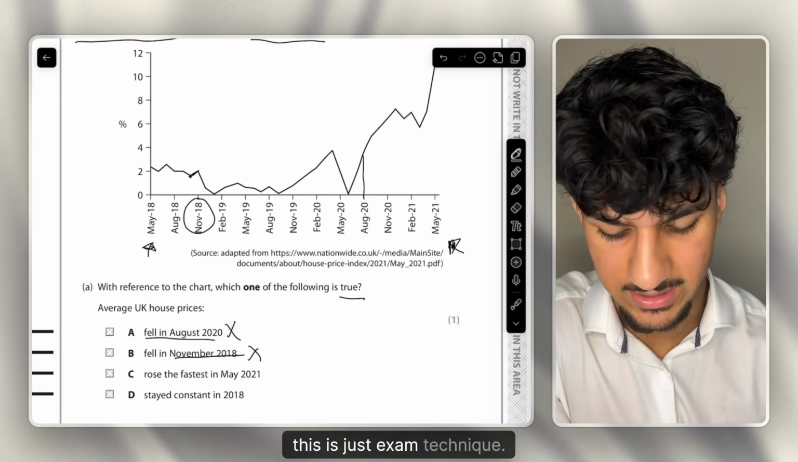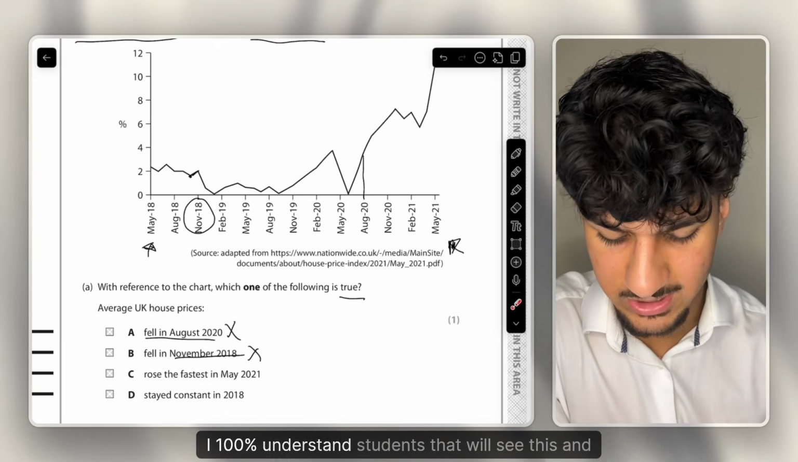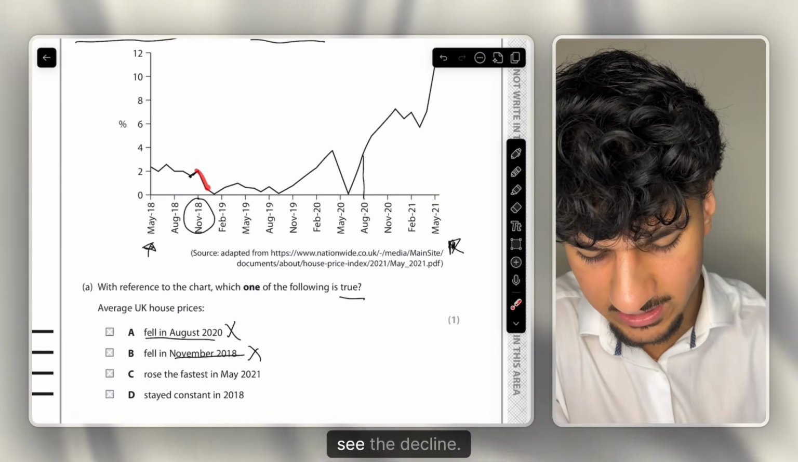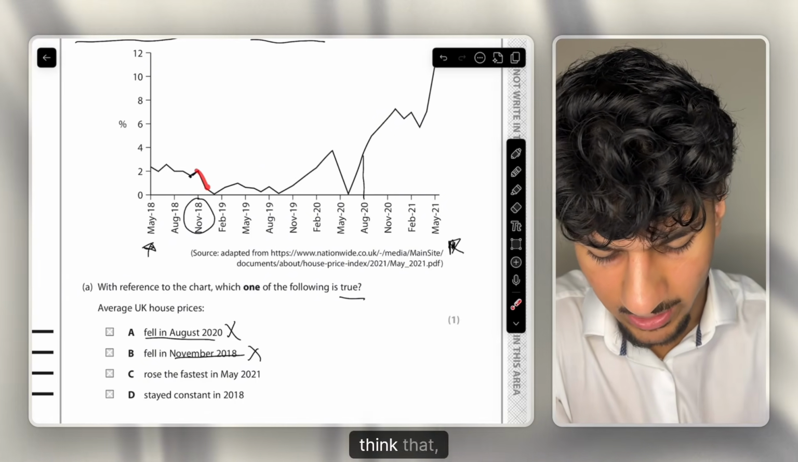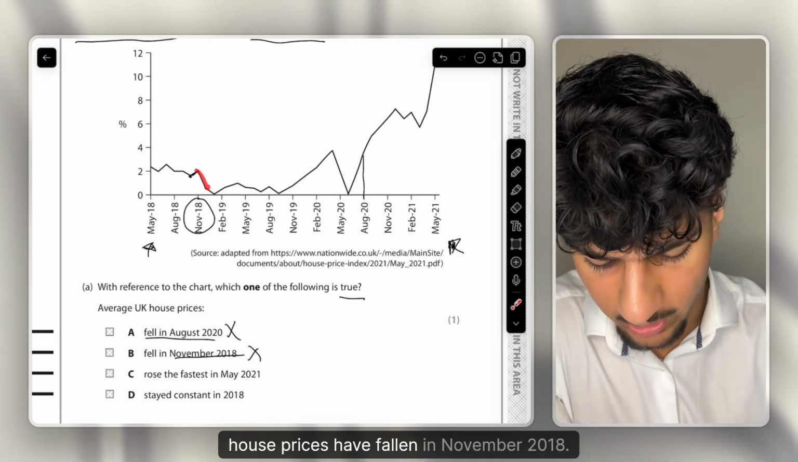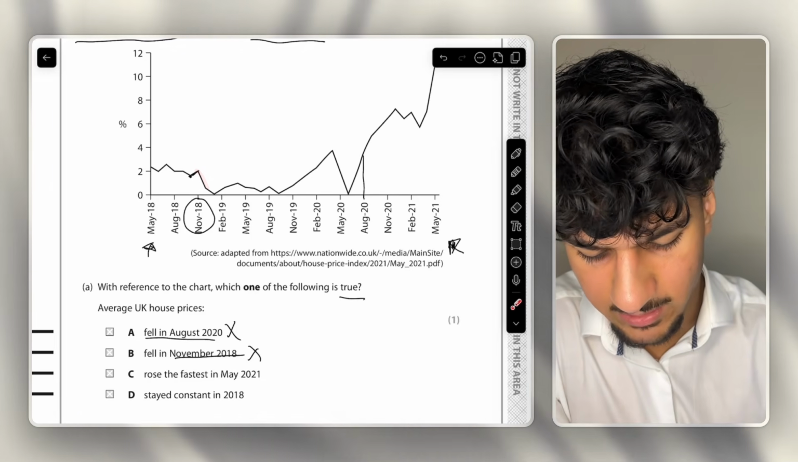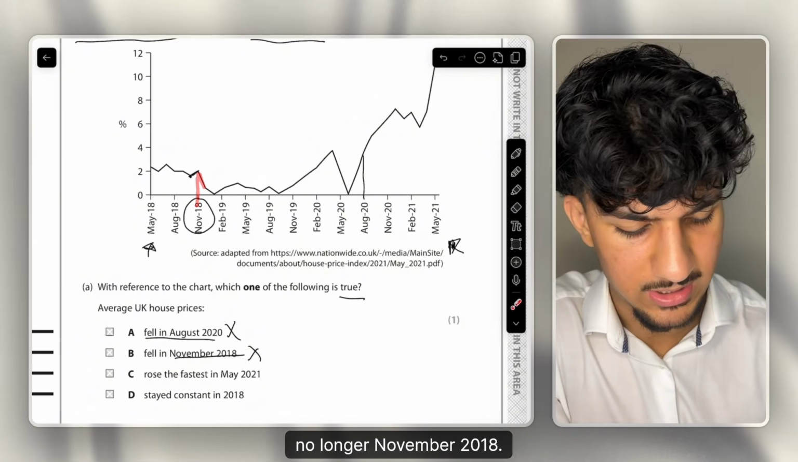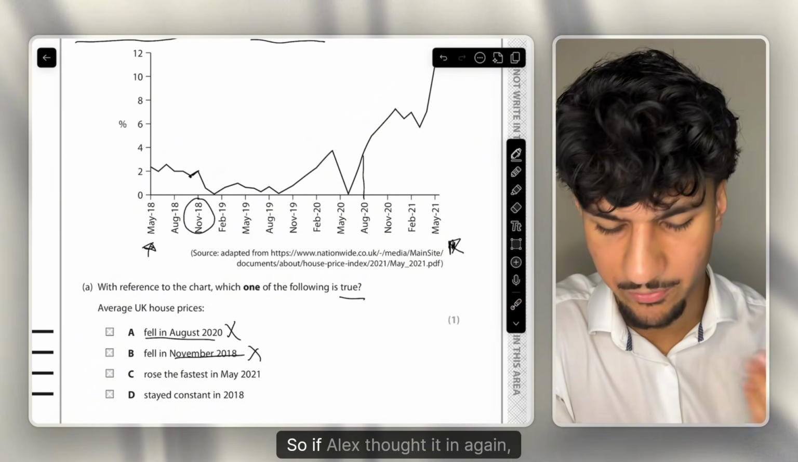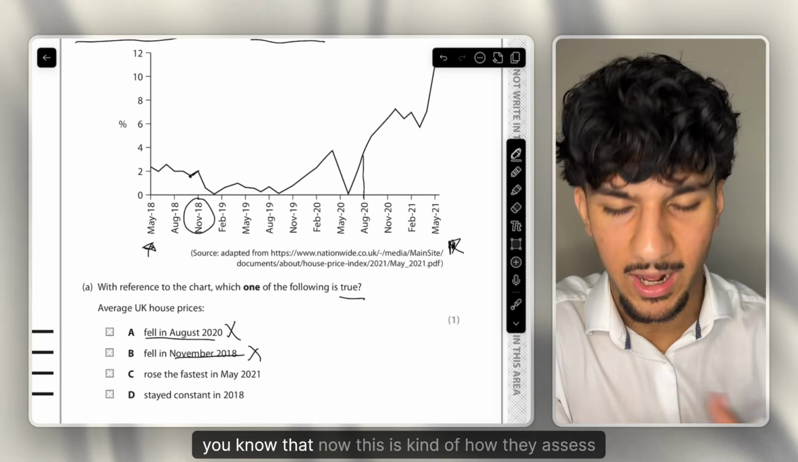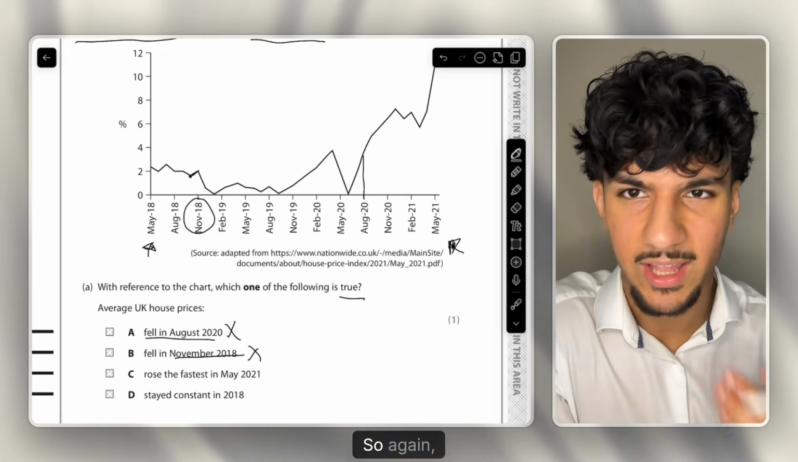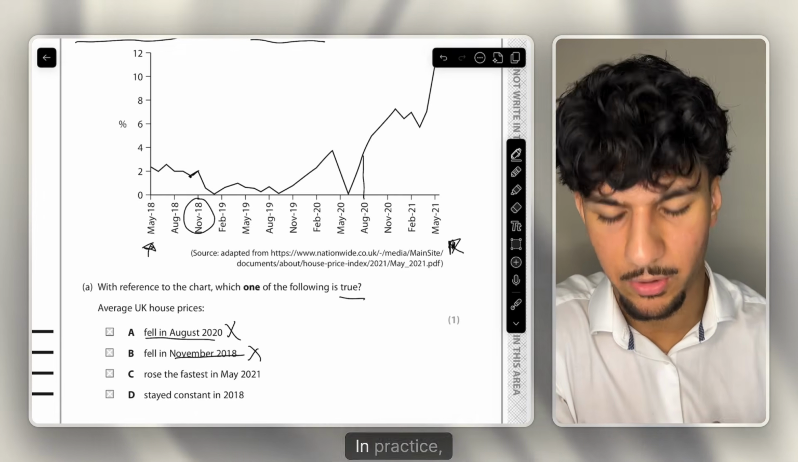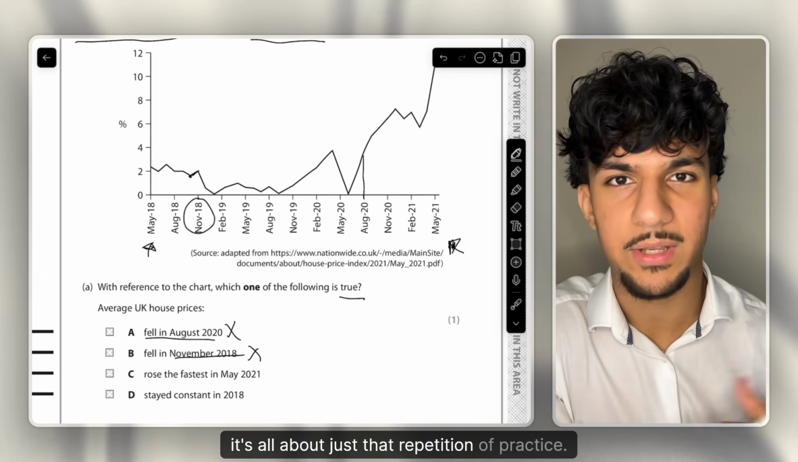And again, this is just exam technique. I 100% understand students that will see this and see the decline and think that, okay, house prices have fallen in November 2018. But of course, anything after this point is no longer November 2018. It's just exam technique. So if Edexcel throws this in again, you know that now this is kind of how they assess it. So again, don't worry too much if you're getting these questions wrong. In practice, it's all about just that repetition of practice.